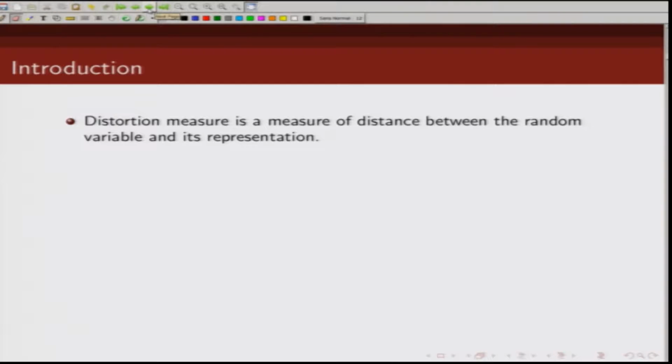So a distortion measure is a measure of distance between the random variable and its representation. As I said, when an arbitrary real number is represented using a fixed number of bits, we are introducing some sort of distortion. So the distortion measure is a measure of distance between this random variable and its representation. There could be different ways in which we could define this measure of distance between the source alphabet and the reproduced alphabet.